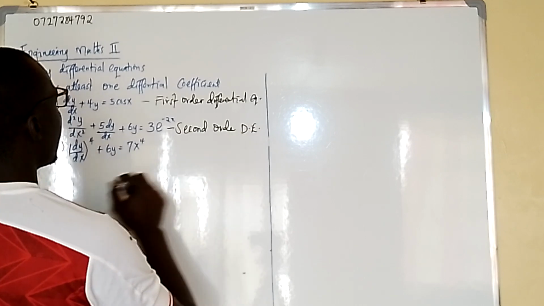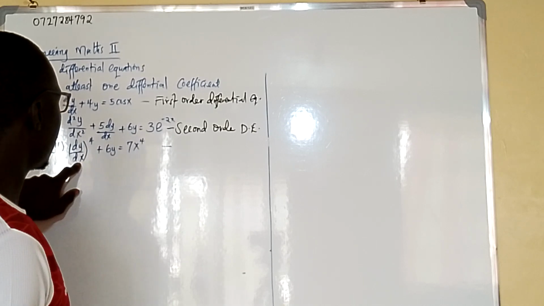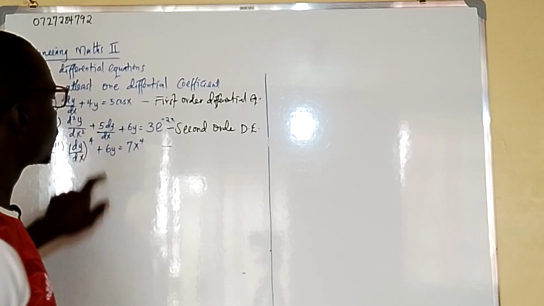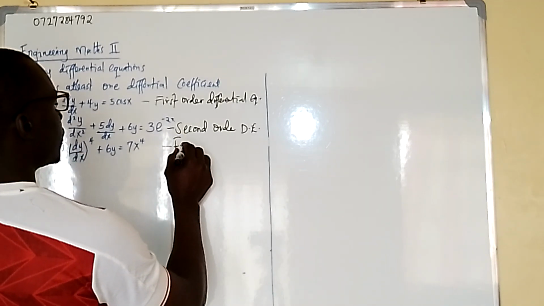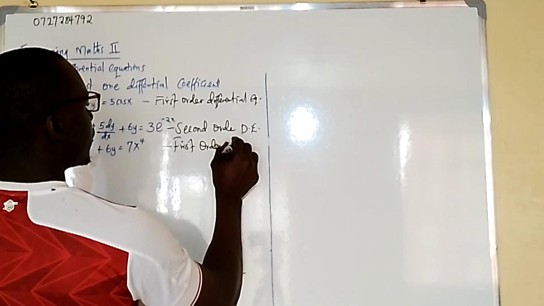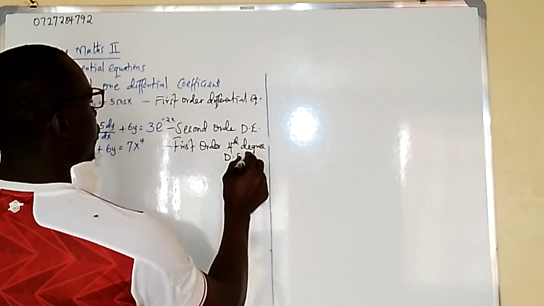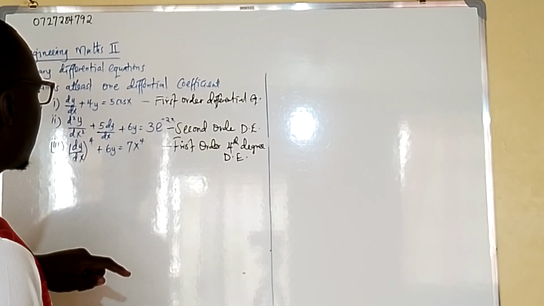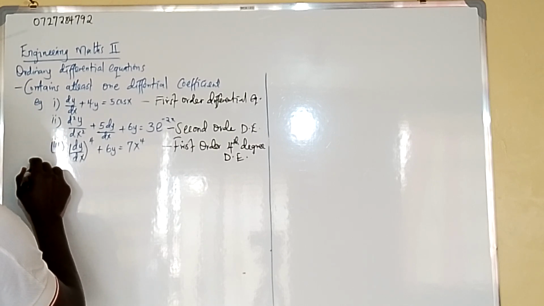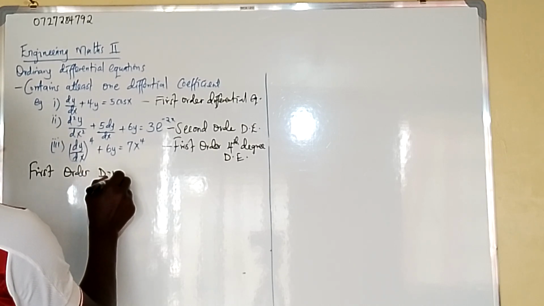And then this one here is the third type that has a first order but fourth degree. So this one is first order, fourth degree differential equation. Let us just have the first example of first order differential equation.